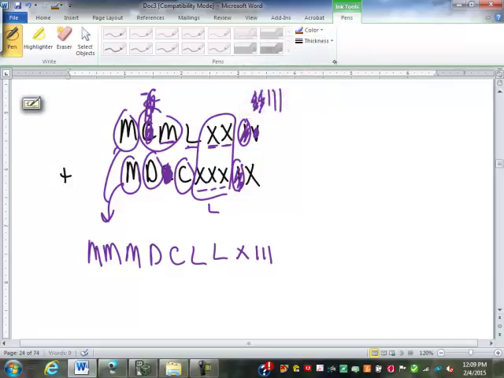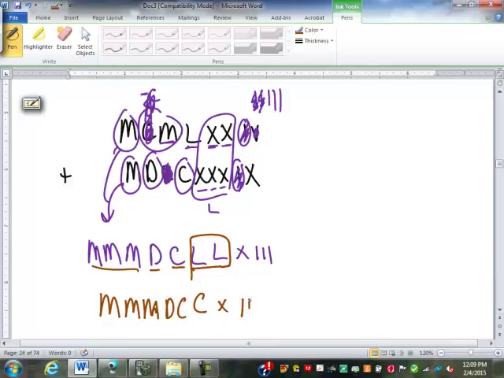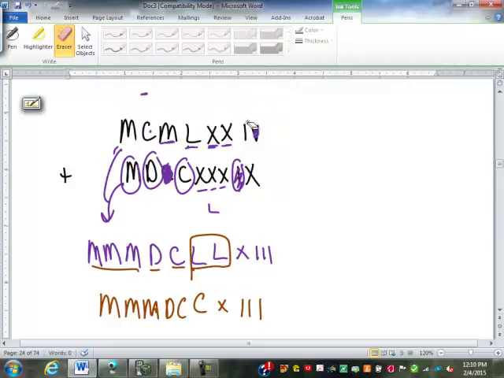Now I obviously have some work to do. The 3 M's are okay. The D, the C can never have 2 L's together. That just makes another C. So M, M, M, D, C, our new C, X, I. Let's do this now with converting it to standard notation, to our Arabic numerals, and see if we come up with the same answer. See how badly I screwed that up.